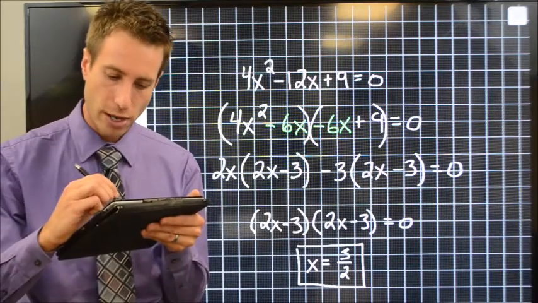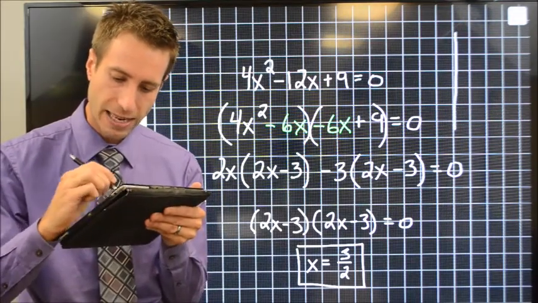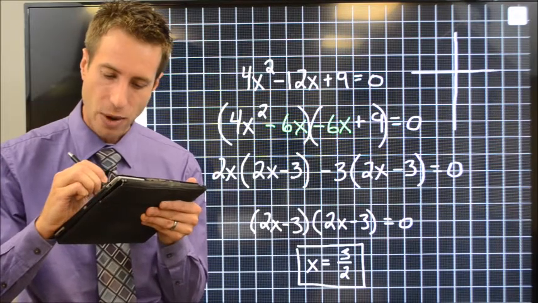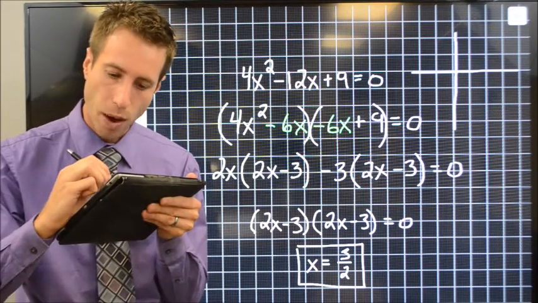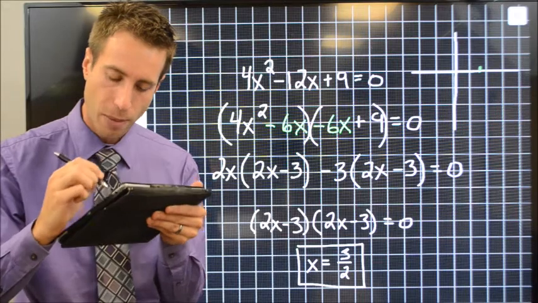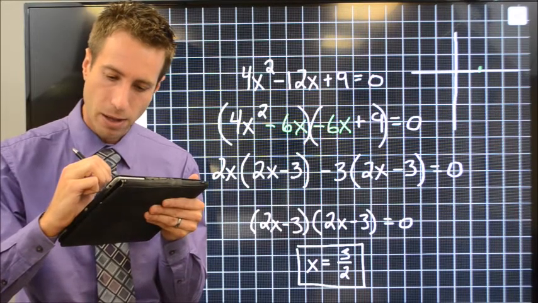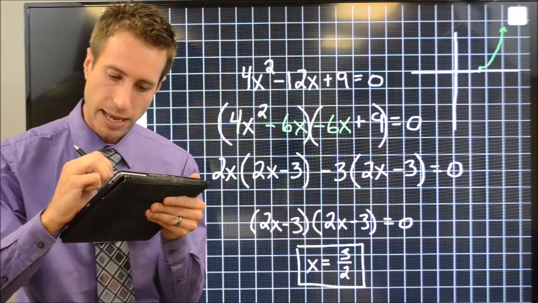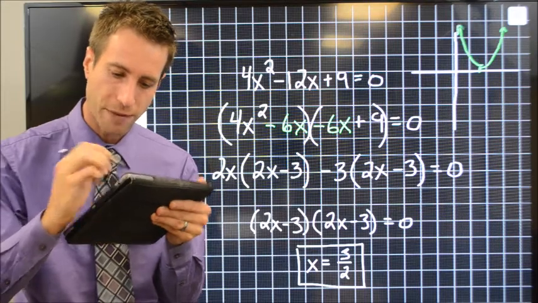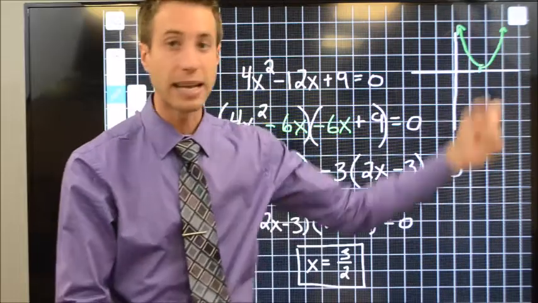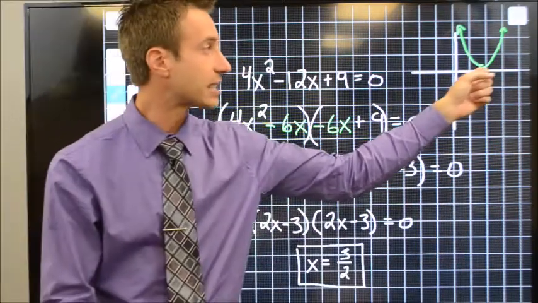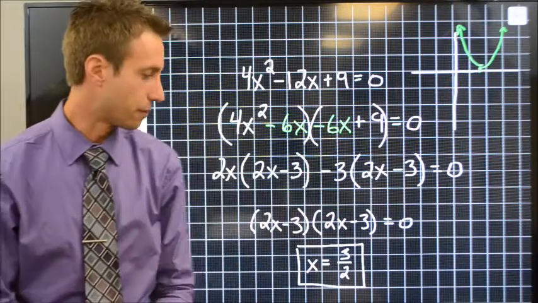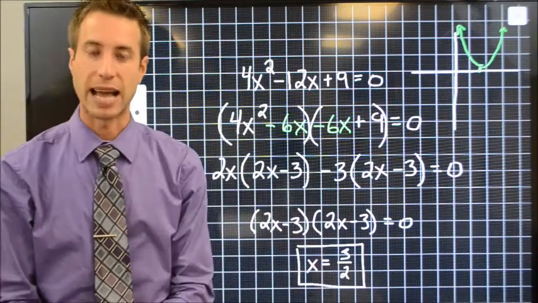In fact, let me draw you a quick little sketch. What you would find if you were to graph this quadratic is that at 1.5, right here, that's where my parabola would touch the x-axis. And so if you were to graph it, you'd have a parabola opening up, and it touches the x-axis at a positive 1.5 or 3/2.